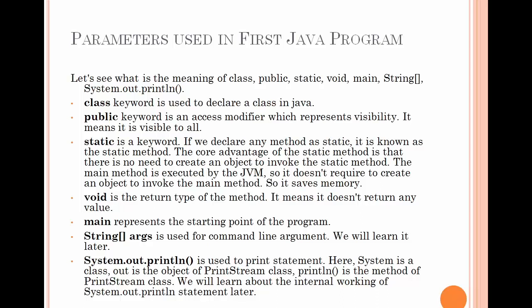Then we have String args, which is used for command line arguments. We will also learn about it later. Then we had System.out.println. This is used to print a statement. Here System is a class, out is the object of the PrintStream class, and println is a method of the PrintStream class.